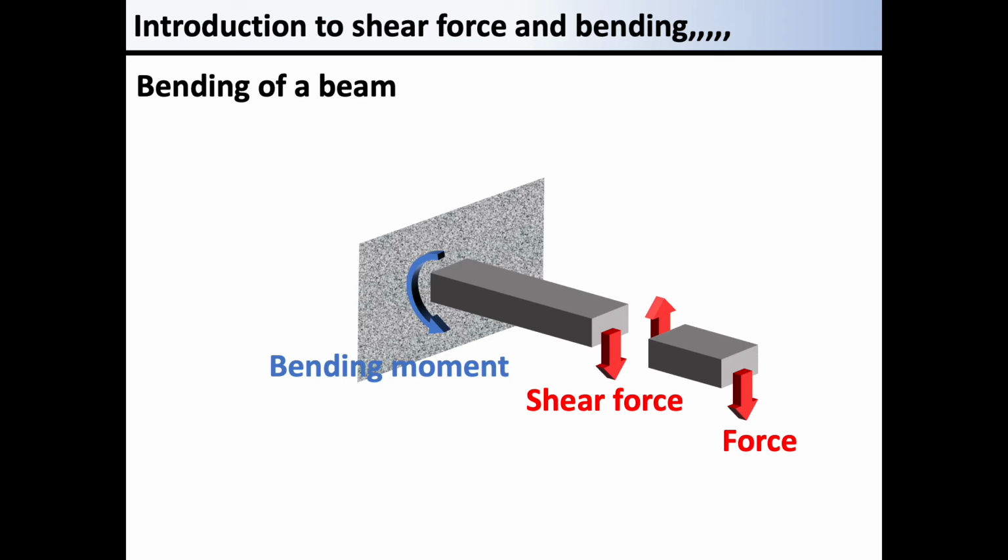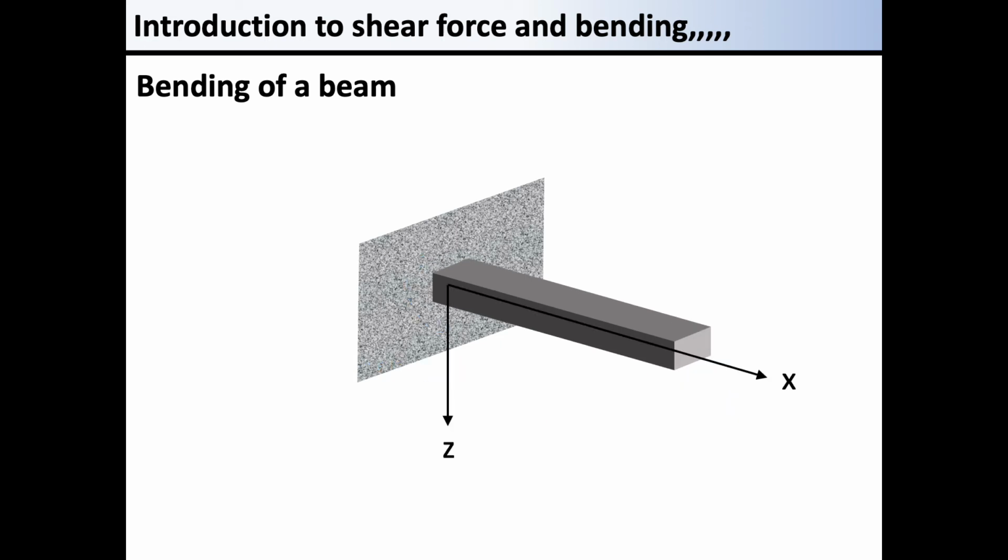I have already introduced that a beam is a long and thin rod-like structure. This is an illustration of a section of the thin and long structure. It has the x-axis along the longitudinal direction of the beam. It has the z-axis toward the direction vertical to the x-axis, usually downward.